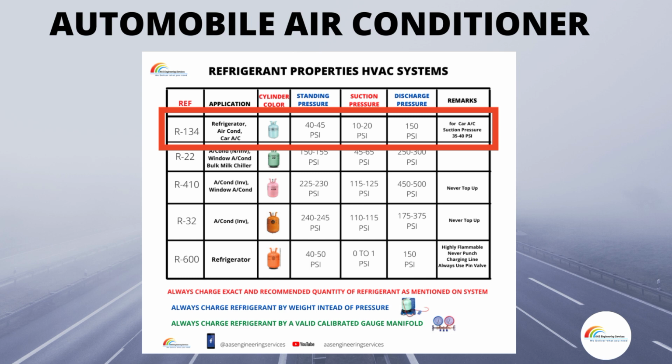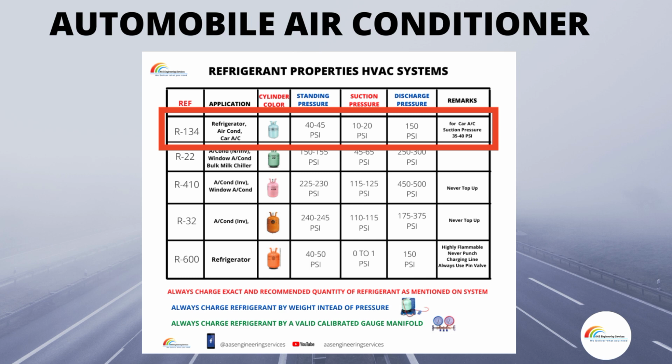Suction pressure, when the system is running, should be 10 to 20 psi if the system is okay. Then the discharge pressure is 150 psi. If you install the gauges on the discharge line, the pressure should be 150 psi with the engine running.